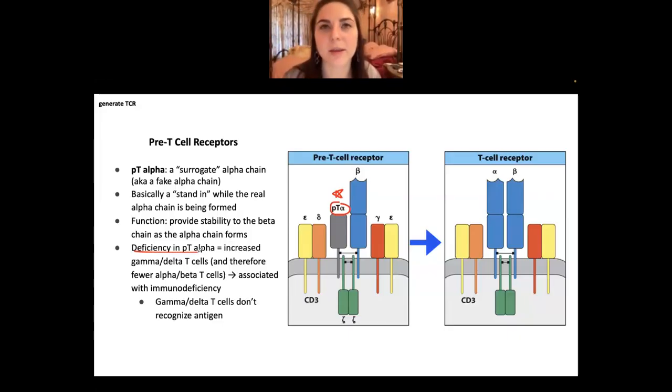If you see that on slides moving forward, here's race 1, here's race 2, that's what I'm talking about. The B cell receptor has to win, and then the beta chain has to win, and then the alpha chain has to win in order to get your actual T cell receptor that we all know and love. Does this make sense? I hope it makes sense. PT alpha is like the surrogate light chain.